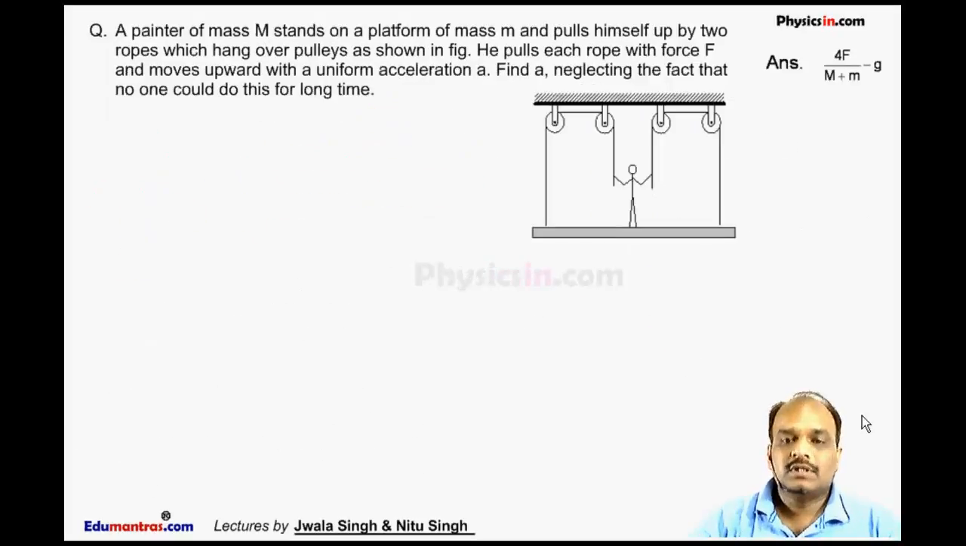Now the next question is, a painter of mass M is standing on a platform of mass small m and pulls himself up by two ropes.